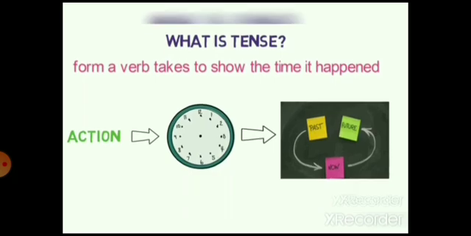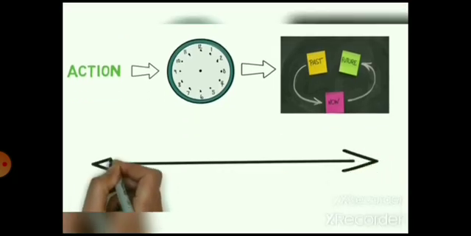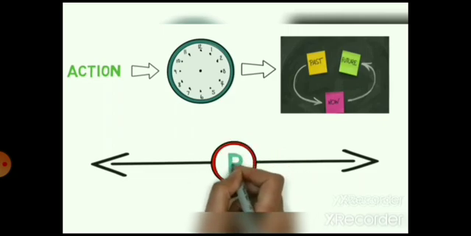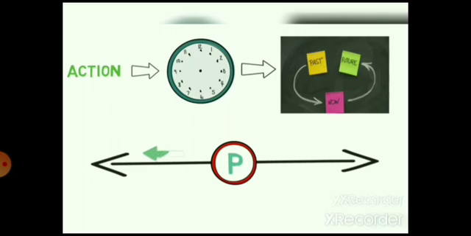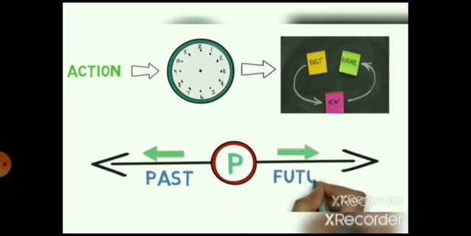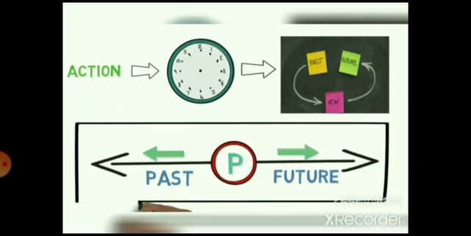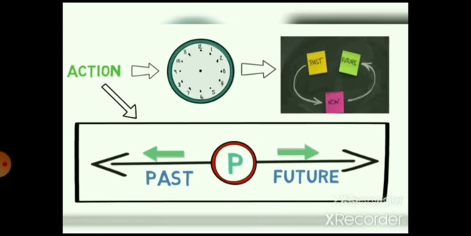Consider this timeline. This circle represents the present time. The line left to the circle is a time which is already past, and the line right to the circle is the future time. Please understand the timeline properly, as we are going to use this timeline for understanding when any action took place with respect to time.